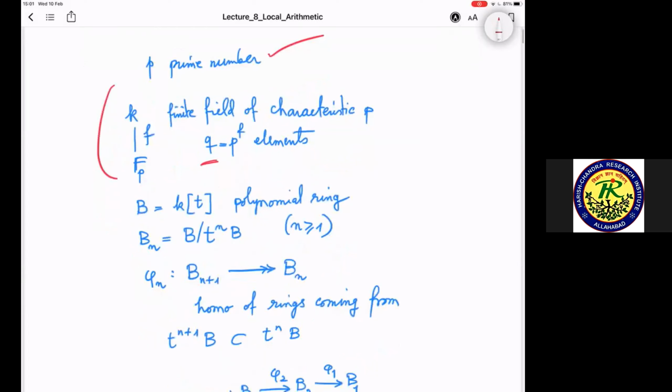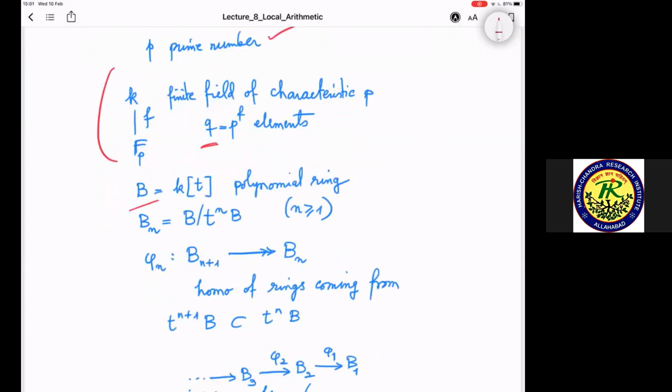I denote by B the ring of polynomials in one variable over this little field K. Now this is to be thought of as analogous to the ring Z. One of the similarities between these two rings is that both of them are principal rings, right? You know that every ideal in Z is generated by a single element, and so is every ideal in the ring K[T].